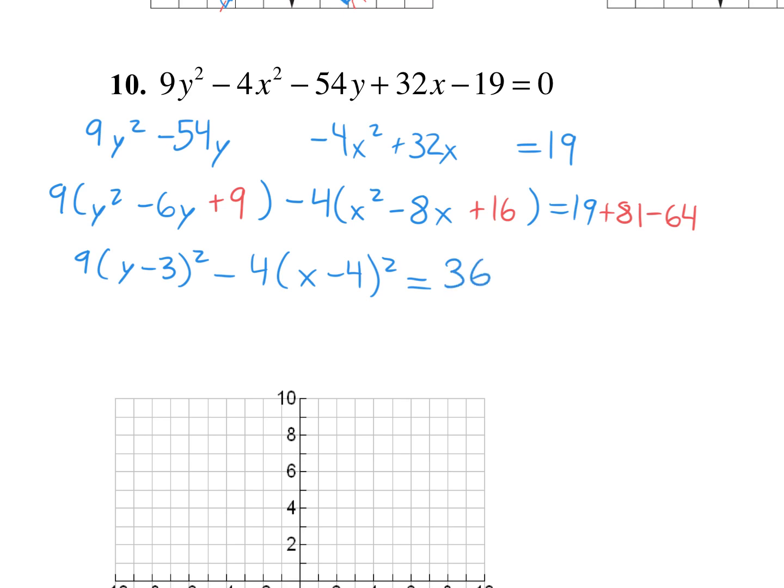Remember that in the equation, we always want a 1 on the other side, so we're going to divide everything by 36. So we get y minus 3 in parentheses squared. 9 over 36 is 1 over 4, minus 4 over 36 is 1 over 9.